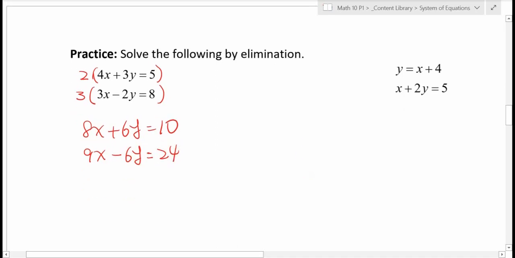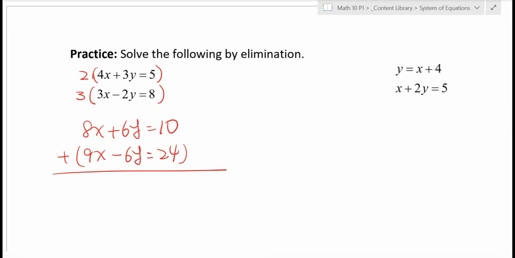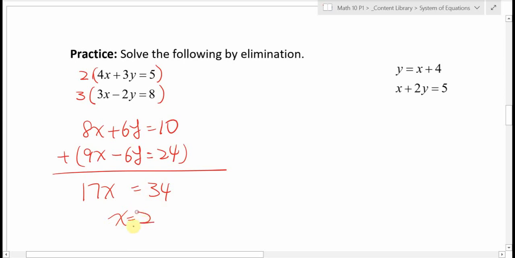In this case, we need to add them, right? Because 6 plus negative 6 is 0y. Again, that's how you eliminate. It doesn't work if you subtract them, because then 6 minus negative 6 becomes positive 12. Okay, so in this case, you should add them. So 8 plus 9 is 17x. 10 plus 24 is 34. Now divide both sides by 17, you get x equals 2.